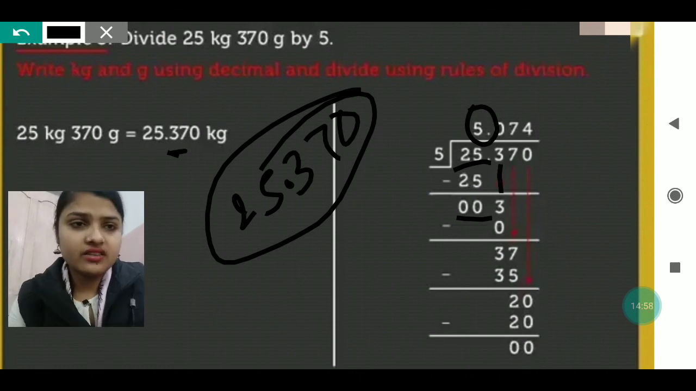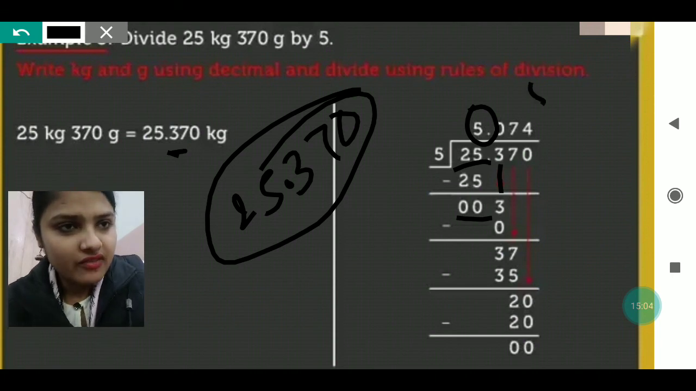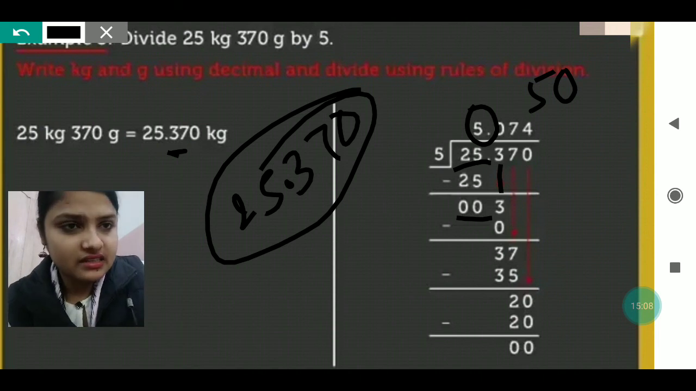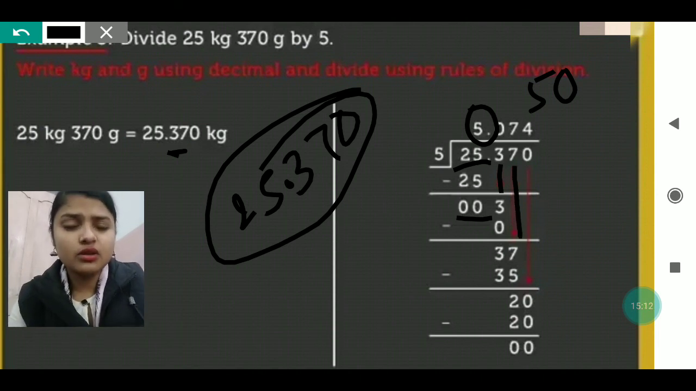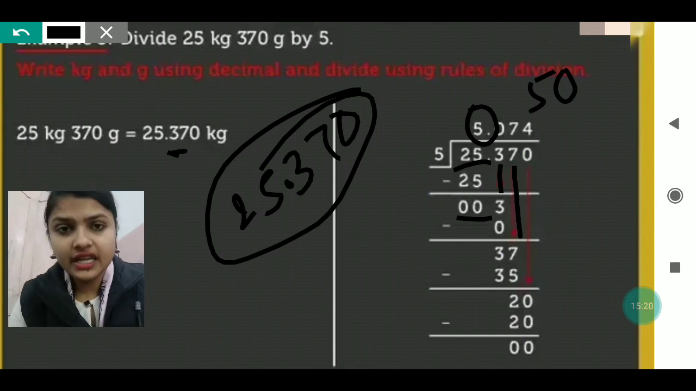So when you take the 3 down, is this 3 divisible? No, 3 is not divisible. So we will put 0, means after 5 we will put 0. After that we will take another digit down, that is 7. Now 37 is there. Is 37 divisible by 5? No, it is not divisible. But in the table of 5, what is the number less than 37 that we are getting? Yes, 35 we are getting in 7 times.